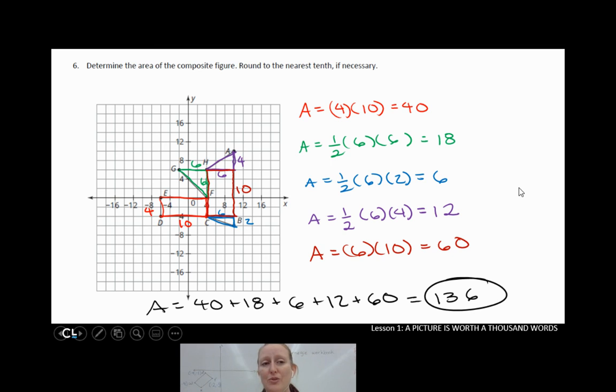Hope you found this helpful and useful, guys. Again, these are the kinds of problems you're about to encounter on your Unit 2.4 test, Shapes in the Coordinate Plane. Make sure you study. Make sure you know how to do these.